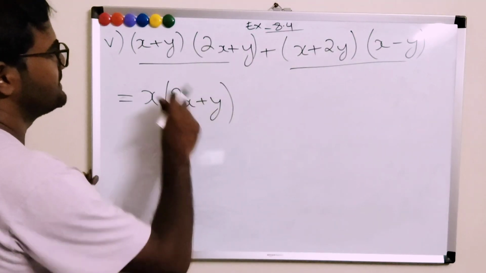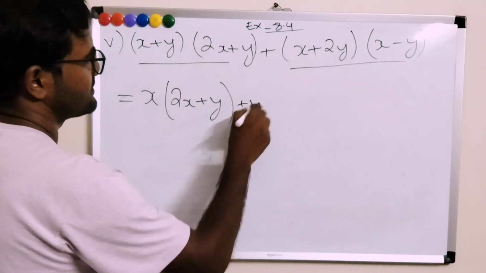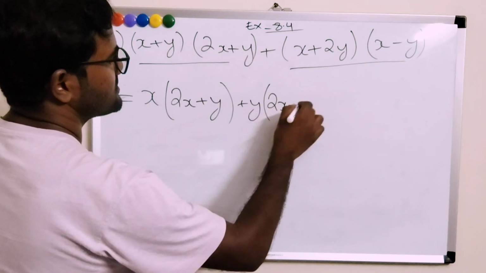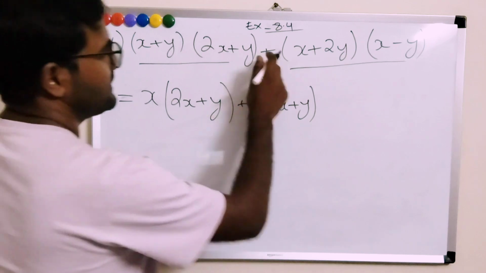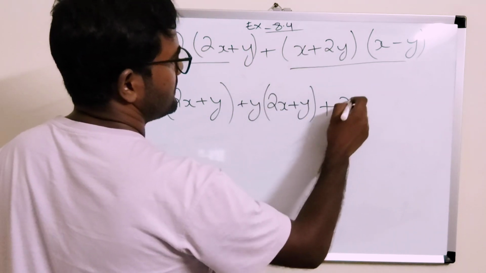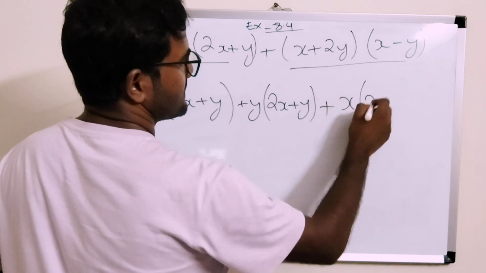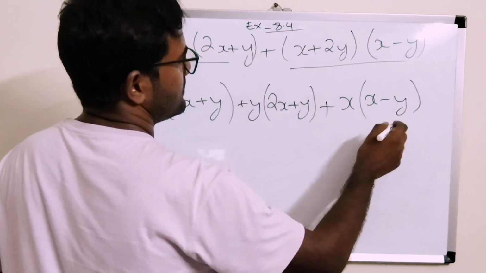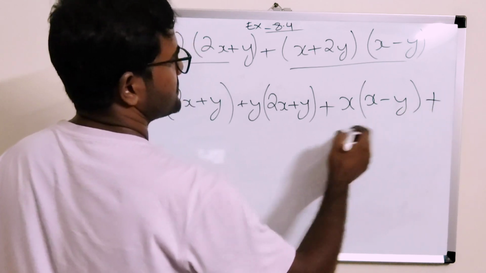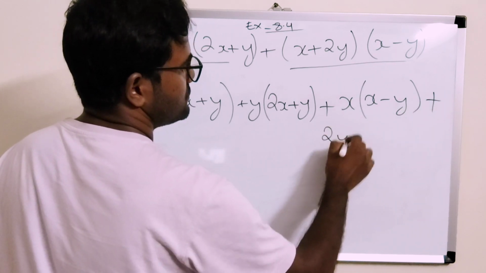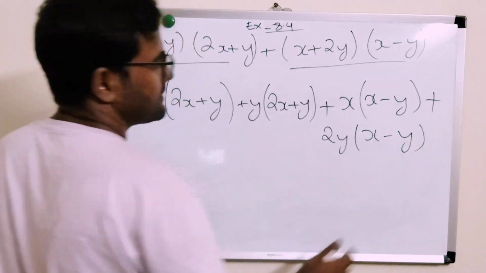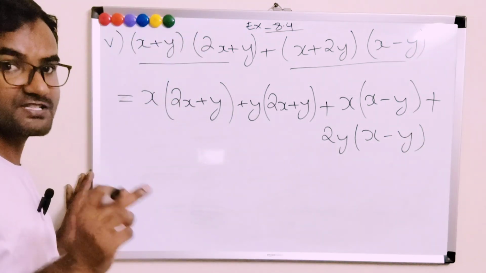2x plus y. Then this plus y here and this whole thing once again here, that is 2x plus y, right? Then you bring this plus here and this x down here, x, and this whole thing here, that is x minus y. All right, then this plus 2, see there is no space, so what I will do is I will write here 2y and this whole thing once again. All right, great. I hope this one is clear.